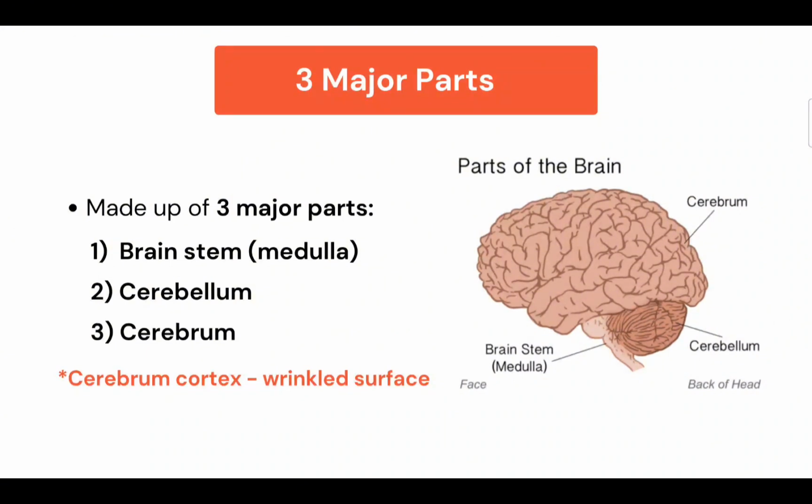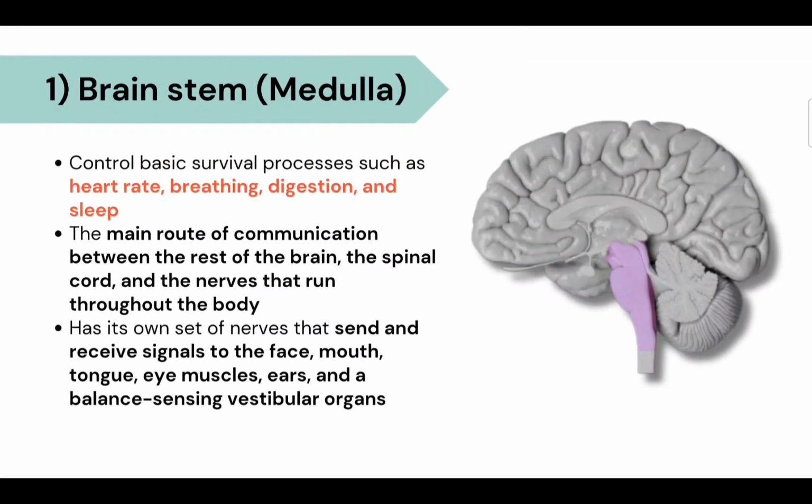The brain can be divided into three major parts, which are the brain stem, or so-called medulla, the cerebellum, and the cerebrum. We will go from bottom to top, and as you can see down there, the cerebral cortex consists of the wrinkled surfaces, as you can see from the picture in the right part of the slides. Okay, let's cover the brainstem first, or medulla.